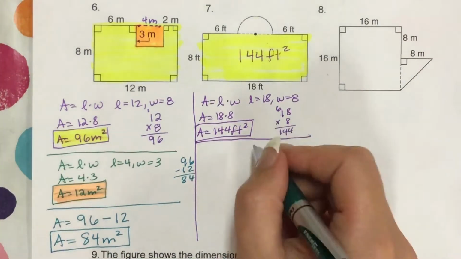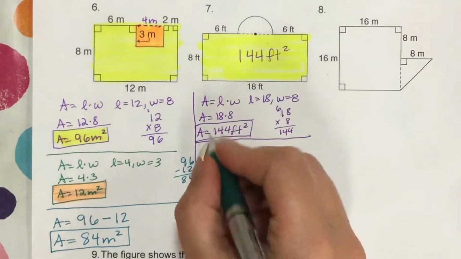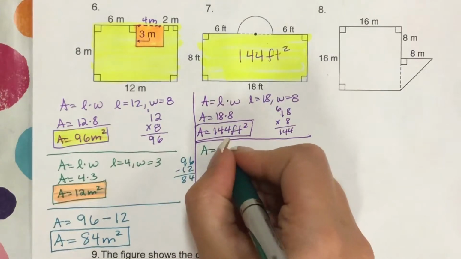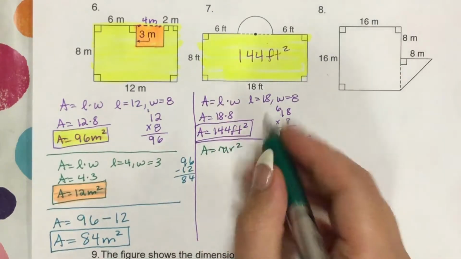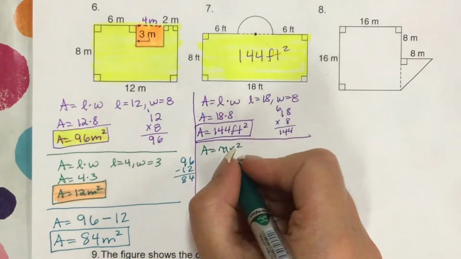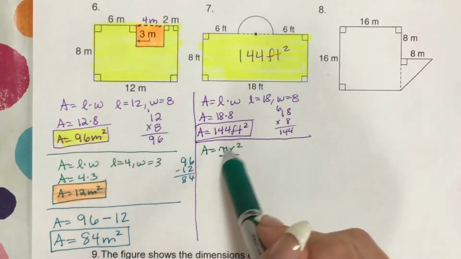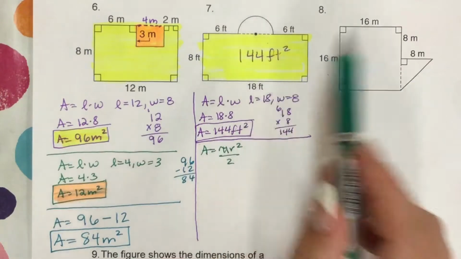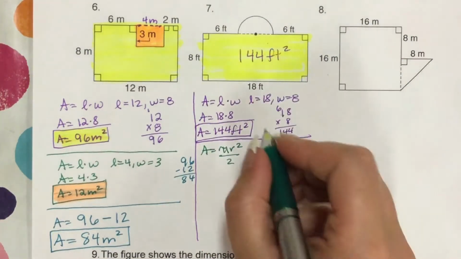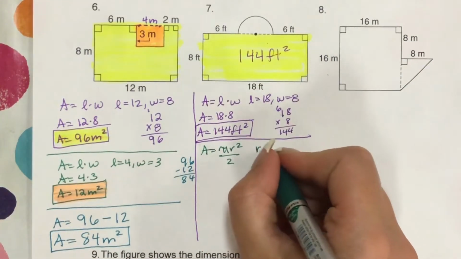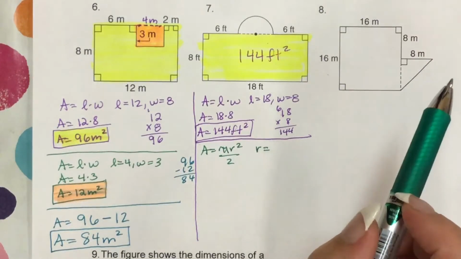Okay, so the area of the circle is going to be area equals pi r squared, and then I just have to find half of it, so you're just going to divide it by 2. Okay, so the area of the circle divided by 2 is going to give us the area of that semicircle. So we need to figure out what the radius is.